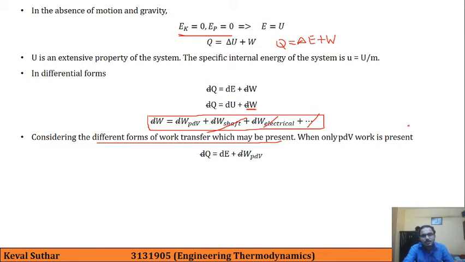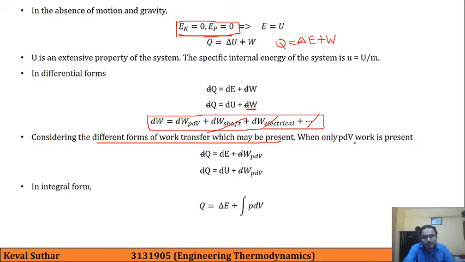So here we can replace d cut W with simply P dV. Again, in the absence of motion and gravity, that is when we consider these two, we can replace capital E with capital U. In integral form, we can write down Q is equal to delta E plus integration of PdV, and again in the absence of motion and gravity, we can write down Q is equal to delta U plus integration PdV.